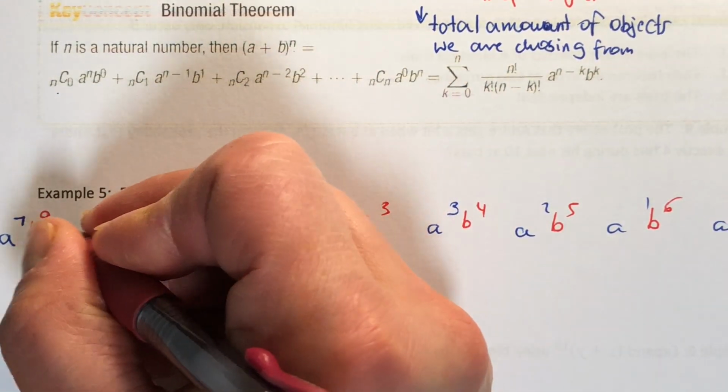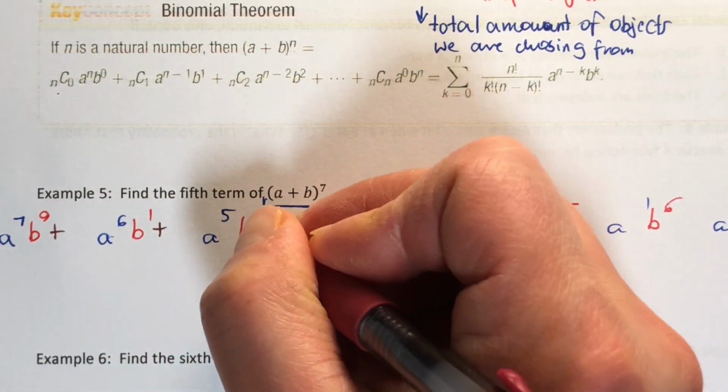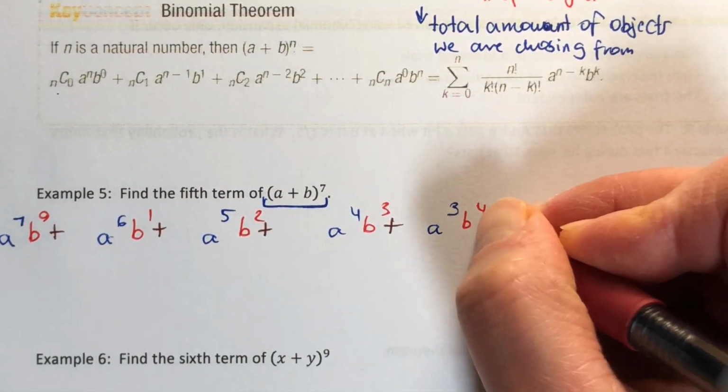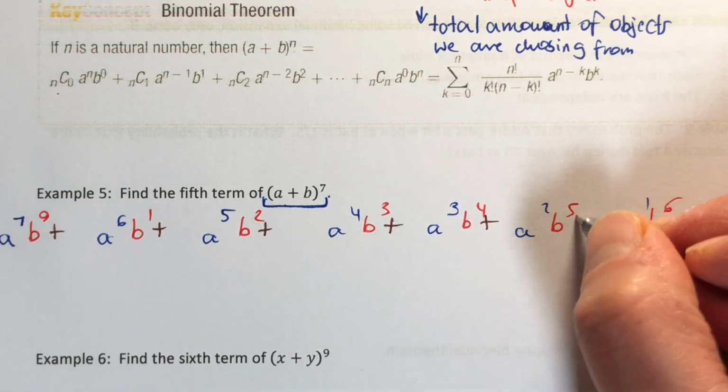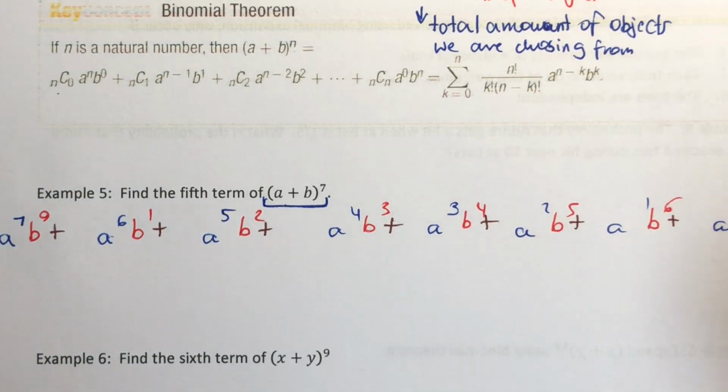I know that I am going to have the plus sign in between them because this is positive. Remember that if it's negative, it flip-flops. And now the tricky part is I need to figure out what the coefficients are. Again, before we would use the Pascal's triangle and we would get our coefficients from there.